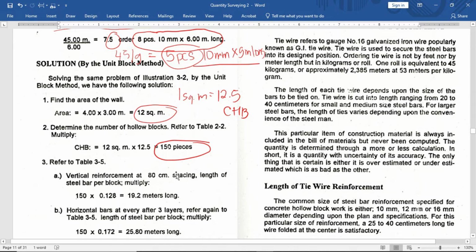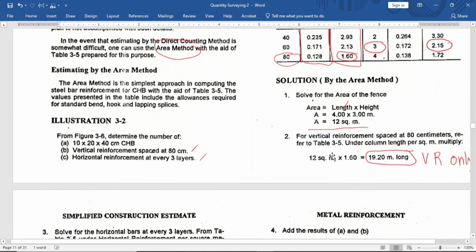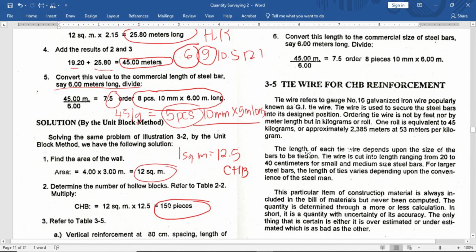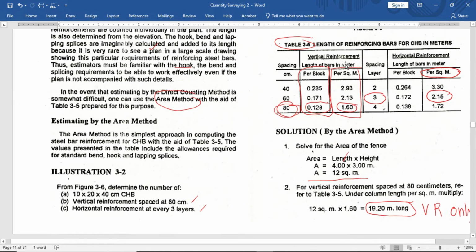So, per block. Punta tayo ulit doon sa 3-5 na table. Kanina, per square meters. Ito naman, per block. Titingnan lang natin kung anong multiplier pag 80 centimeters. So, 80 yan, per block tayo. Tingin tayo sa per block, 0.128. Yan yung multiplier natin para sa vertical.